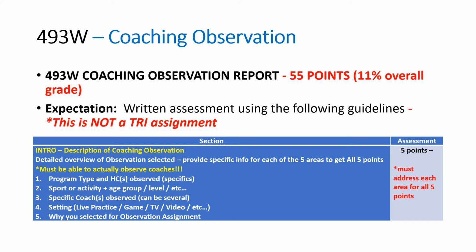Let's go over our coaching observation rubric review here and pointers for success. Again, you can see 55 points, 11% overall grade. This should be fun and easy points if you just follow the rubric and pay attention to the details here, because this is not a TRI assignment.